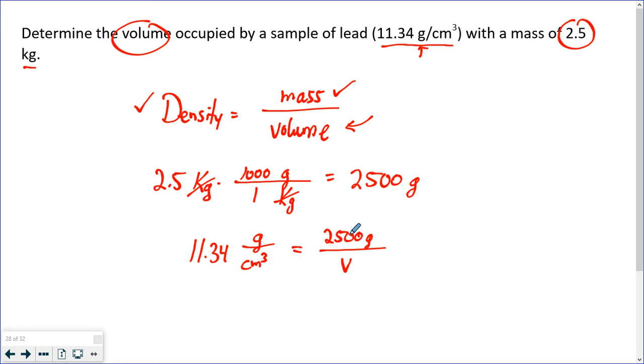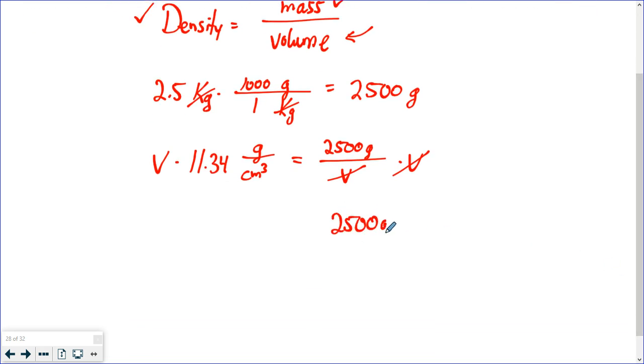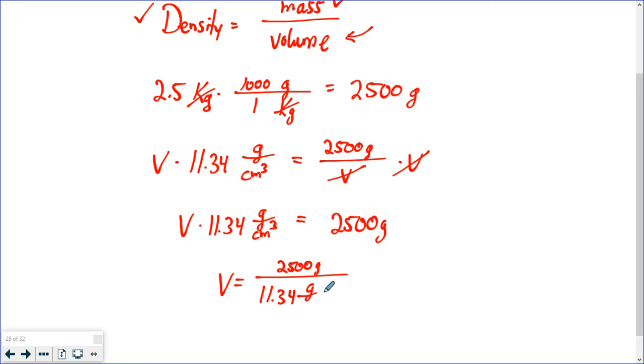Okay, so this is the most common algebra error I see all year. It doesn't matter if it's AP Chemistry, AP Physics, General Chemistry. This is the most common algebra error I see all year. If I want to get the V by itself, I need to get out of the denominator first. So I'm going to multiply both sides by V. V divided by V is 1. So this drops out on this side, and I'm left with 2,500 grams on this side, equals V times 11.34. And now I want V by itself, so I'm going to divide by 11.34 grams per cubic centimeter. So V equals 2,500 grams divided by 11.34 grams per cubic centimeter.